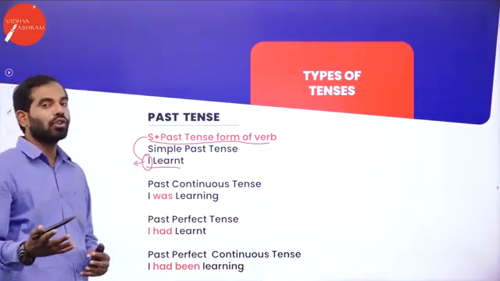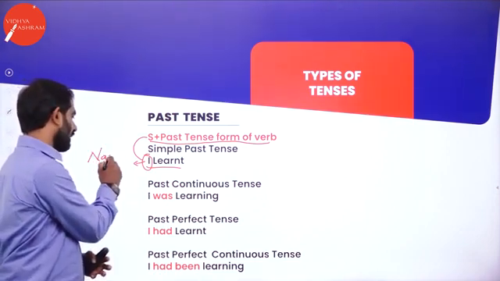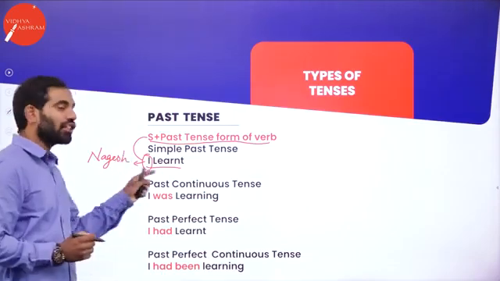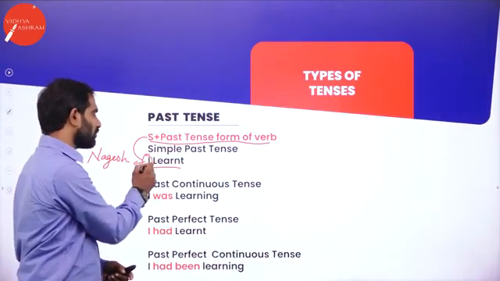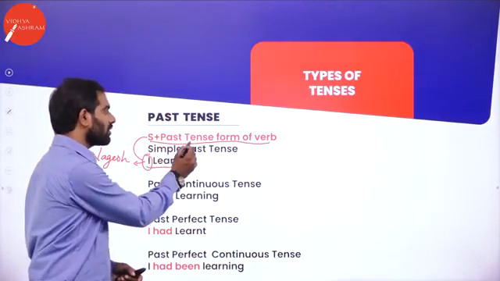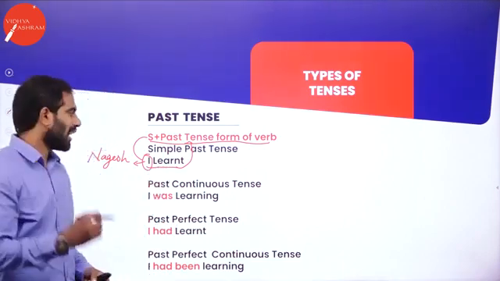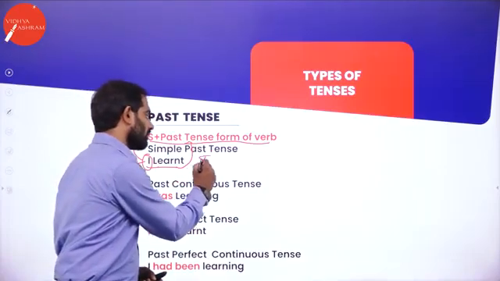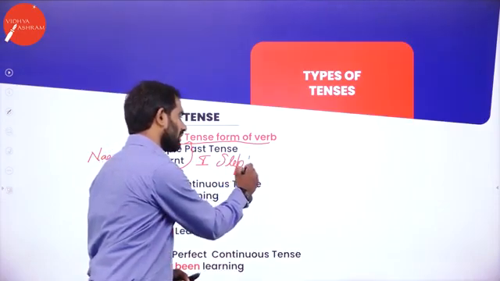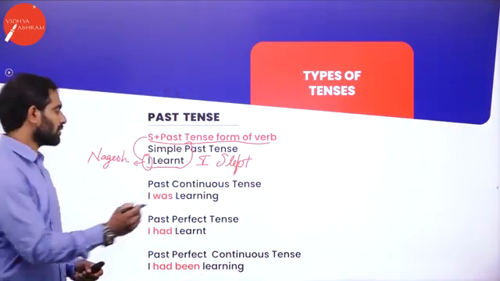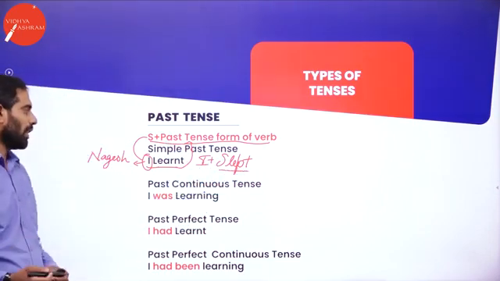As I told you, subject could be a noun or a pronoun. I could be replaced with Nagesh. So Nagesh learned. And what is this formula here? I have written S stands for subject plus past tense form of verb. Now the verb is in past tense. For example, if you change the example, I slept. I slept. So I is subject, and slept is the past tense form of verb.